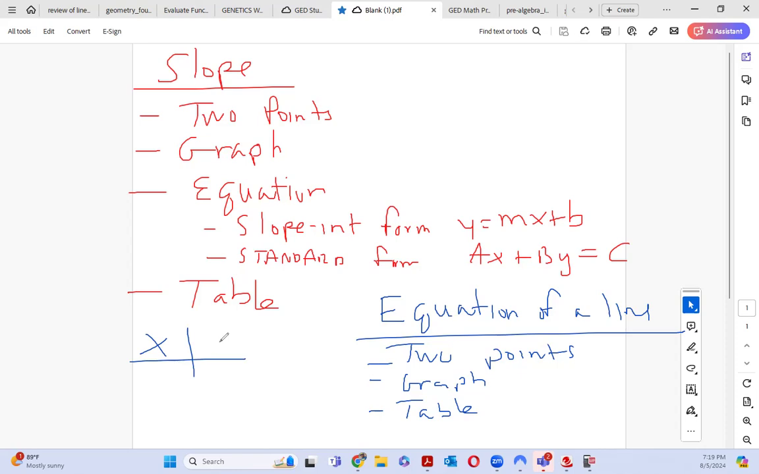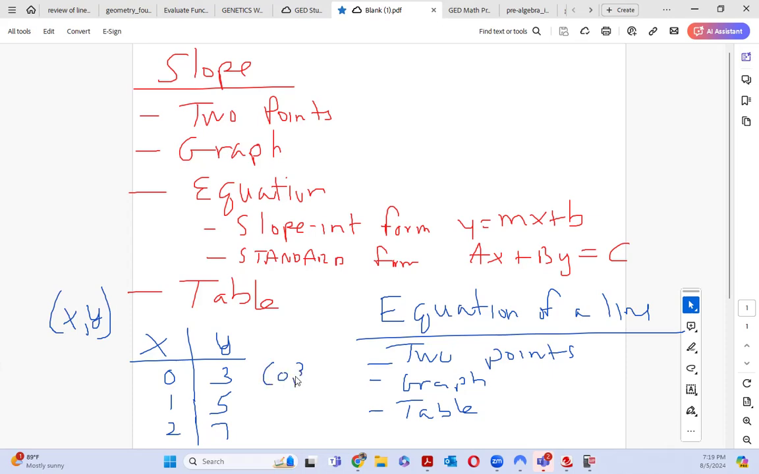If I have a table, I remember this. Right, that's a table, right? How many points do I have in this table? 6 points? Nope. What does a point consist of? X and Y. So it's 3 points.